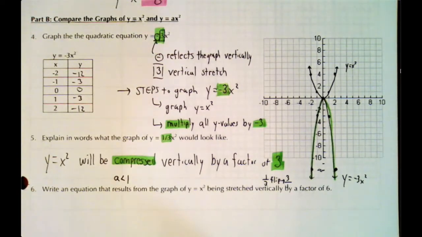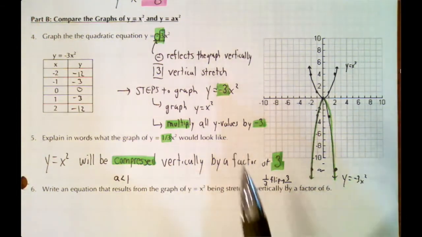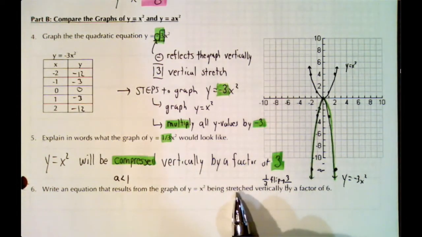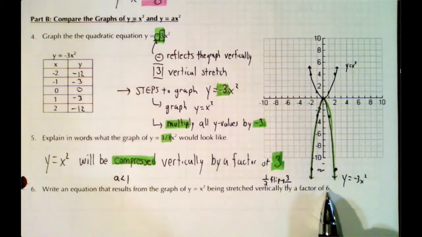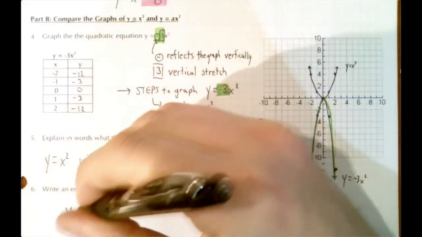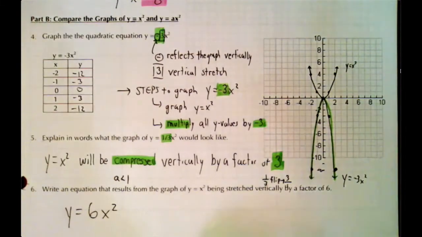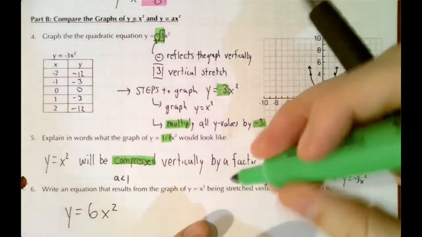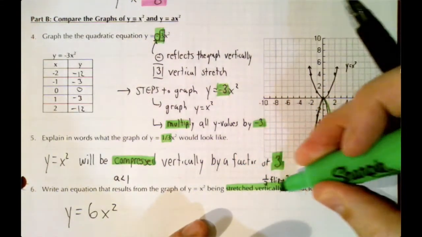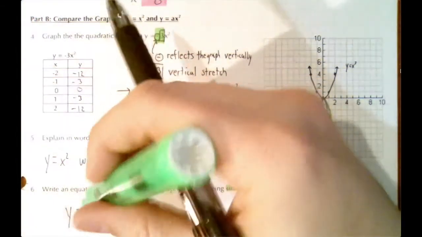So let's try to come up with an equation here. Write an equation that results from the graph of y equals x squared being stretched vertically by a factor of 6. So we're getting bigger, which means it's going to be bigger than 1. So this would be y equals 6x squared, because we're getting stretched by a factor of 6.